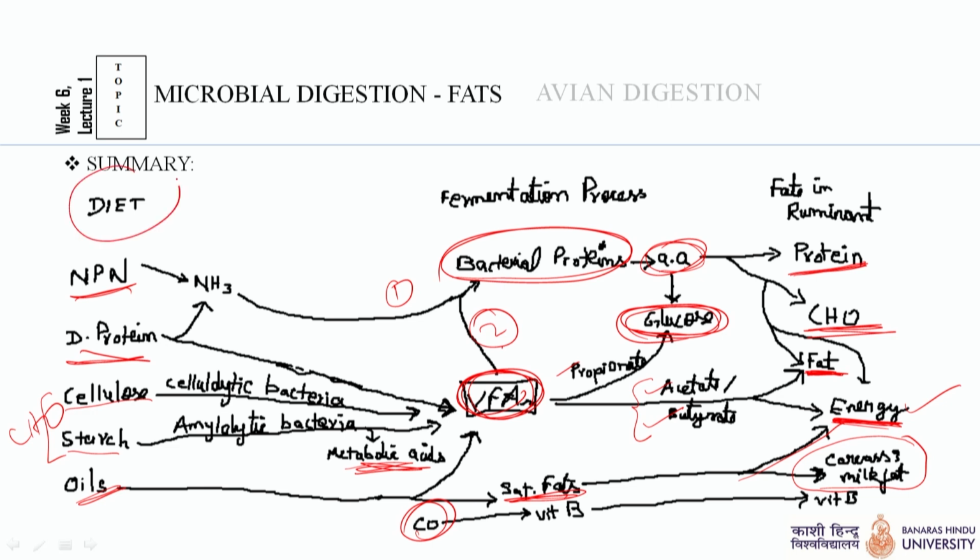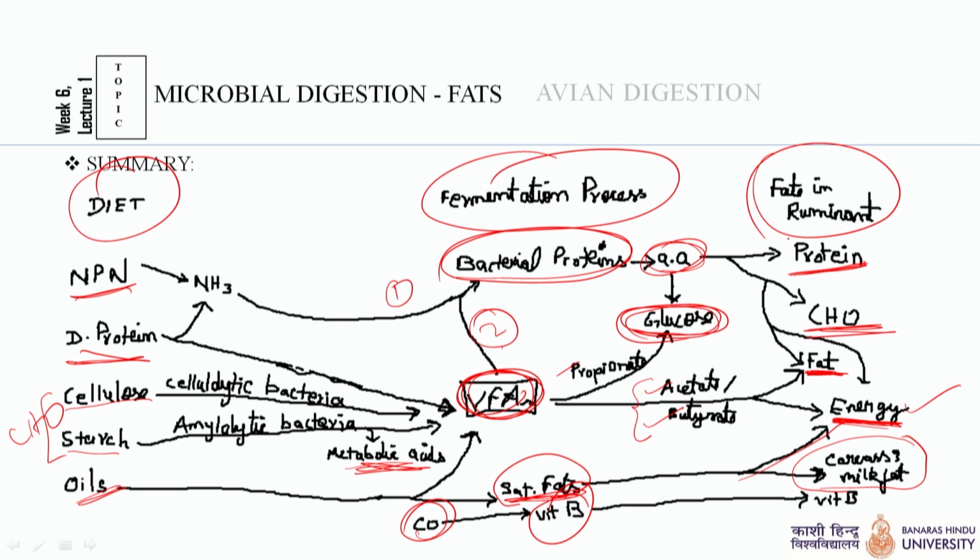So we have seen the different diets, the fermentation process, what intermediaries are formed, and what is their fate in the ruminants. So this is the overview of the microbial fermentation and the microbial digestion of fat, protein and carbohydrates, which we have seen in the last few classes.